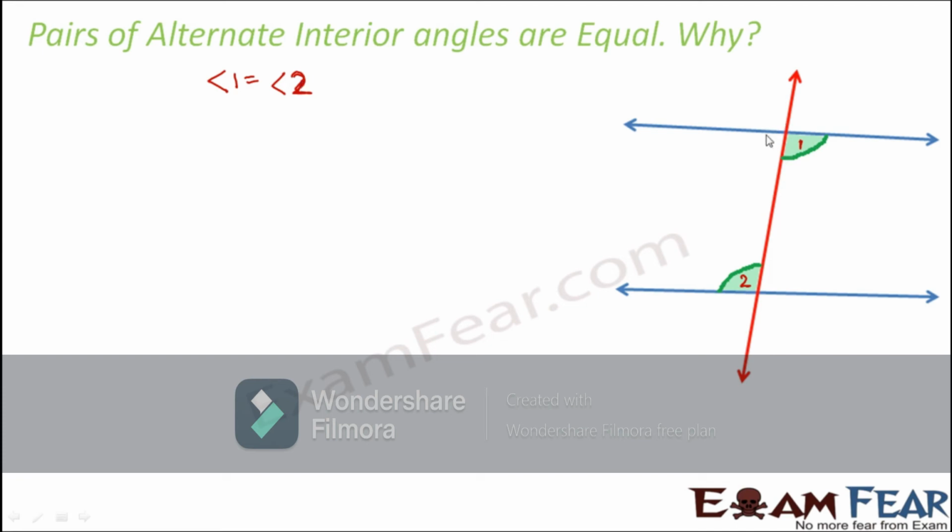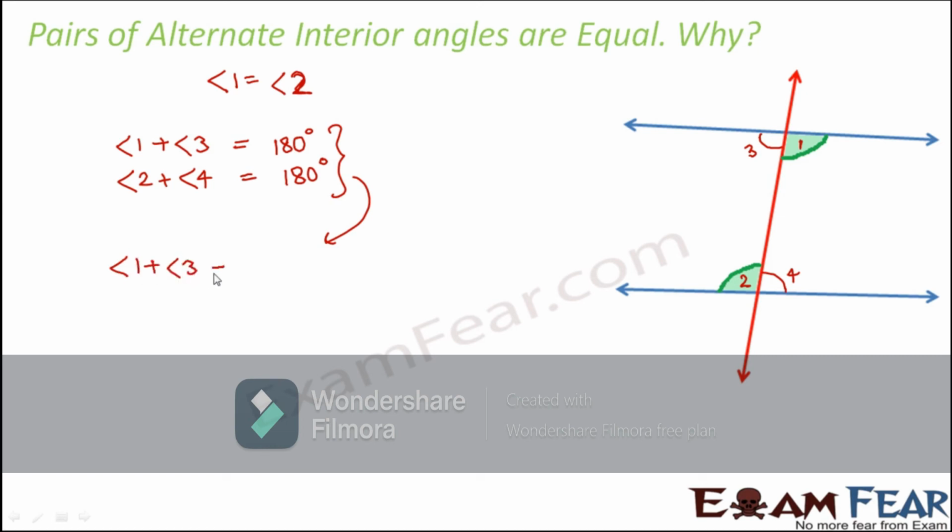Now, just looking at this diagram, let us mark these angles also. Let us mark this as angle 3 and let us mark this as angle 4. Now, looking at this diagram, you can say that angle 1 and angle 3 together form supplementary angles. They form a linear pair. So, angle 1 plus angle 3 is equal to 180 degrees. Similarly, you can say that angle 2 plus angle 4 is also equal to 180 degrees. So from these two, you can say that angle 1 plus angle 3 is equal to angle 2 plus angle 4, right?